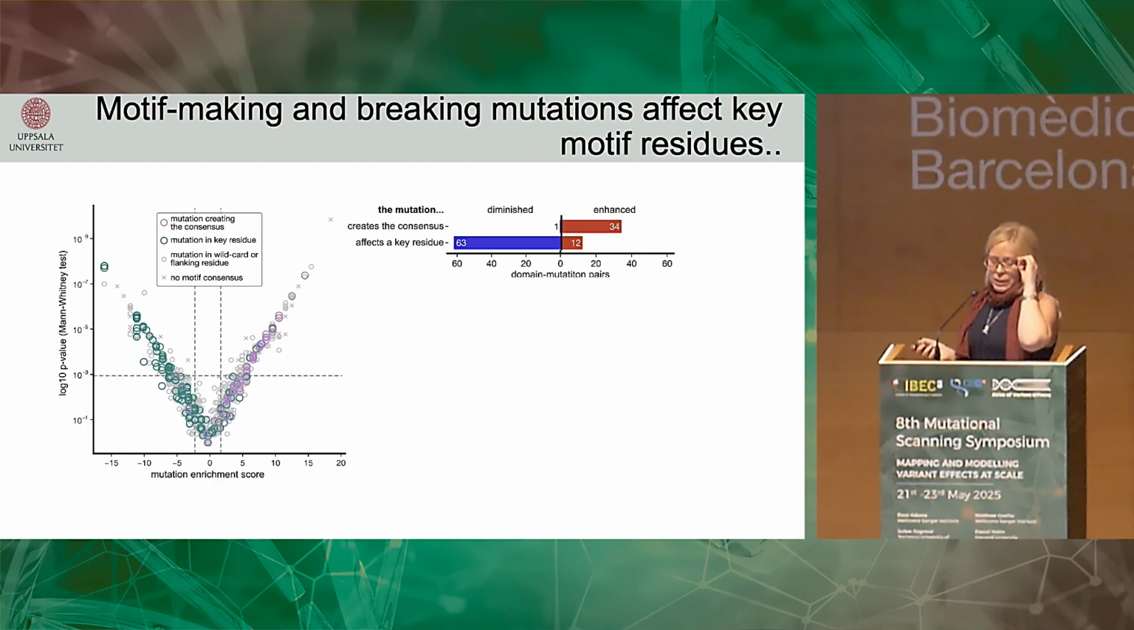What is also neat here is that we can start to understand a bit about motif evolution. So we can see that, as expected, many of the mutations that create novel binding sites are really creating the expected consensus motifs. And many of the mutations that are conferring loss of binding are also occurring in the consensus motif residues. That makes sense.